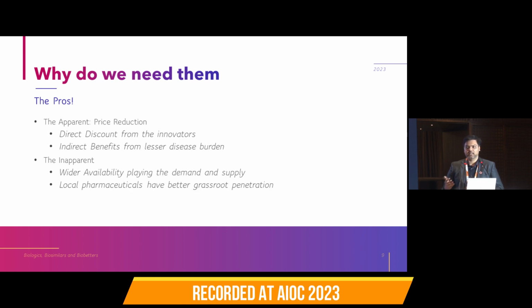We are seeing that innovators have now started patient benefit schemes, which were not available earlier. But as soon as the biosimilars started coming in, the patient benefit came, and even among the biosimilars the prices are now coming down.